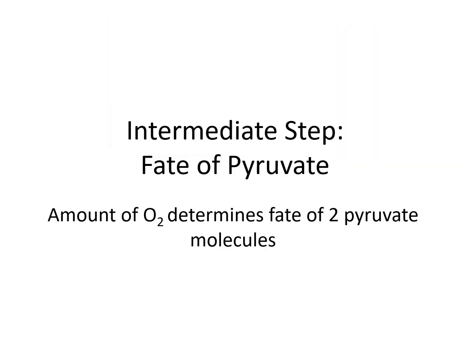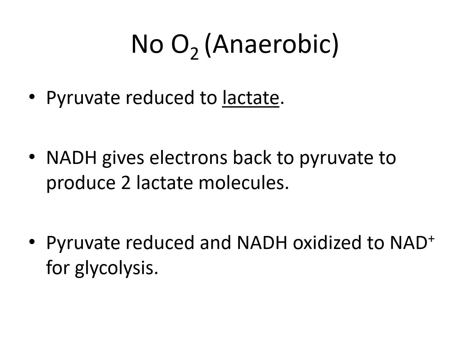Next, we have an intermediate step, and this determines the fate of pyruvate. The fate of pyruvate is determined by whether oxygen is present or not. In the case where there's no oxygen, or anaerobic conditions, pyruvate is reduced to lactate. The NADH gives electrons back to pyruvate to produce 2 lactate molecules. As a result, pyruvate is reduced, and NADH is oxidized back to NAD for glycolysis, because if there's no oxygen, it can't go any further. So NAD is going to be needed for continued glycolysis.